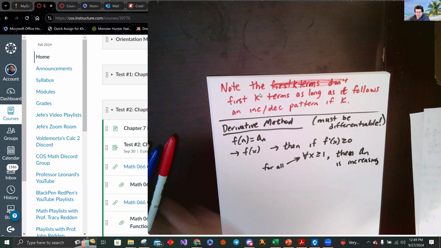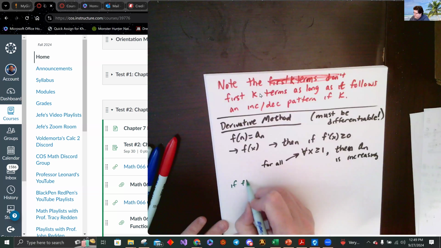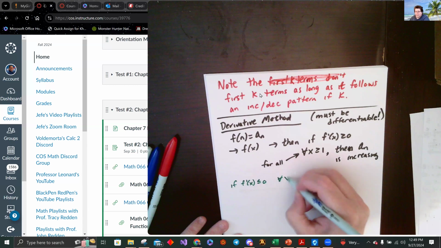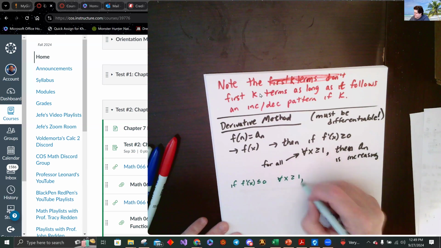And change colors so you can see a difference. If the derivative is less than 0 for all x greater than or equal to 1, then a sub n is decreasing.